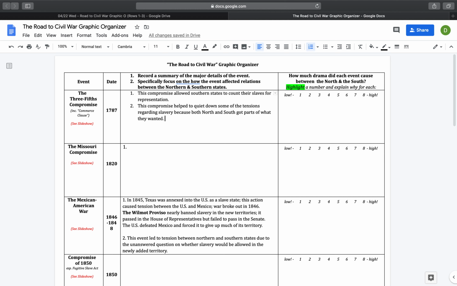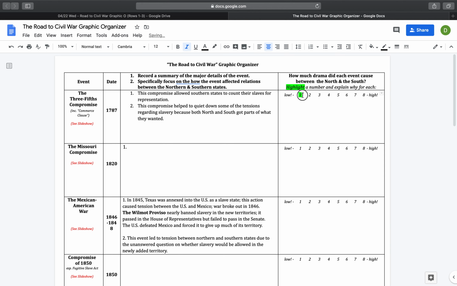Great. And now we're going to rate the level of drama. How much drama did each event cause between the North and South? If you felt that the drama was very high from this event, you would highlight it an 8 or a 7 or a 6. Given that this is an early compromise of 1787, one of the first events, I'm going to rate this pretty low. I'm going to give it a 1 because I think it's fairly low, and I'm just going to pick a highlighting color.